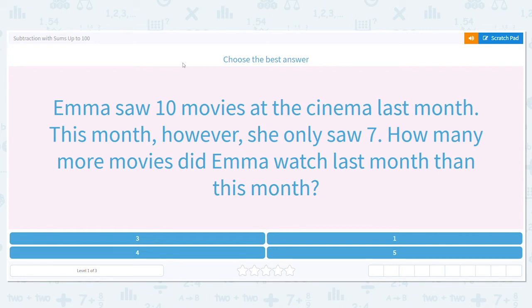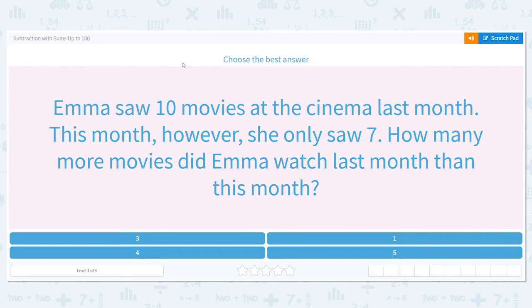Today we're going to practice subtraction with sums up to 100. So our first question says, Emma saw 10 movies at the cinema last month. This month, however, she only saw 7. How many more movies did Emma watch last month than this month?